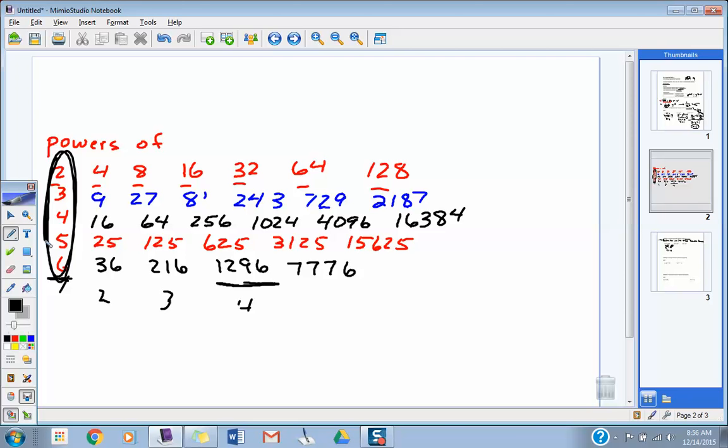Okay, 3 is 3 to what power, guys? First. And then 9 is really 3 to what power? Second. So we're going to write everything as a power of what here for part B? A power of 3. Watch what happens here.